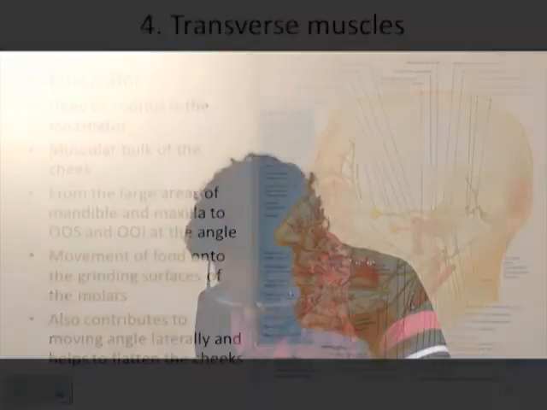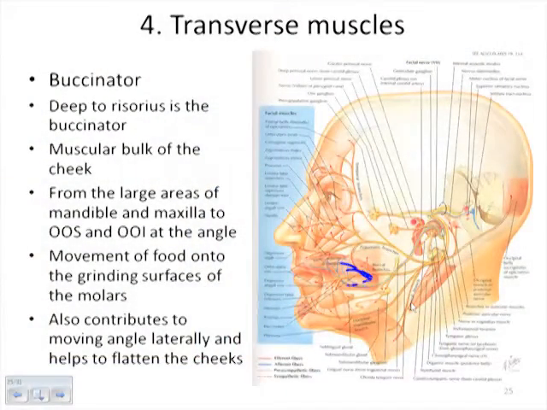The buccinator is deep to the risorius. It forms the muscular bulk of the cheek. Okay, if you feel the muscular bulk of the cheek, that's the buccinator muscle. It arises from the large areas of the mandible and maxilla to both the OOS and the OOI. So it's kind of a huge muscle. If you see again here, that's your buccinator muscle. Okay.